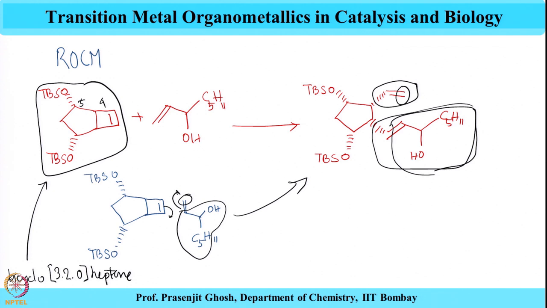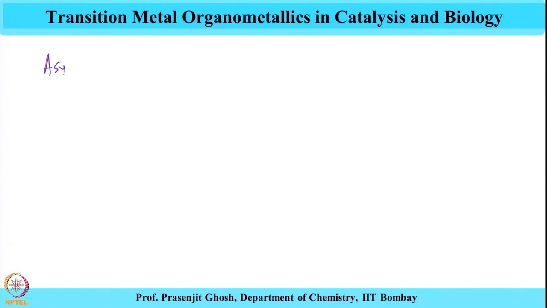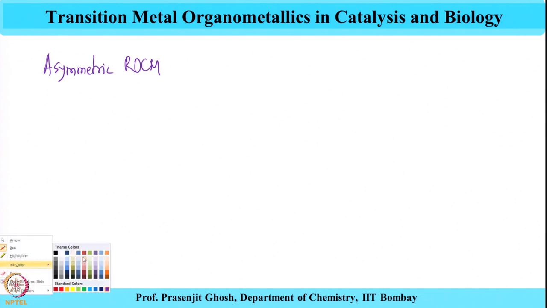Now, these studies have gone beyond achiral substrates; even the chiral forms of this have been reported. And in this case, the metathesis catalyst used for the study is obviously a chiral compound. So, we are going to take a look at several of the chiral examples that have been reported for ring opening cross metathesis reaction. Asymmetric ROCM, or ring opening cross metathesis reaction, and the substrate for this is called meso-norbornene, the structure of which is shown here.